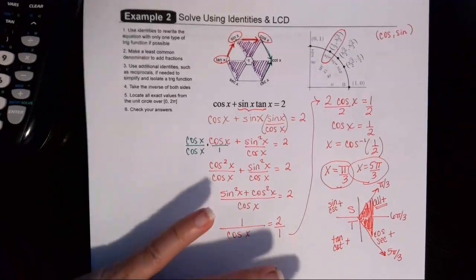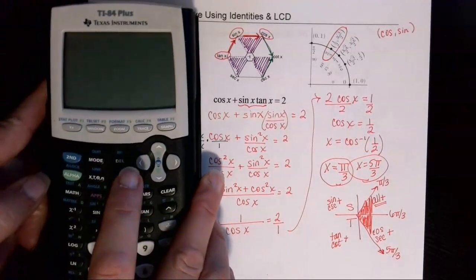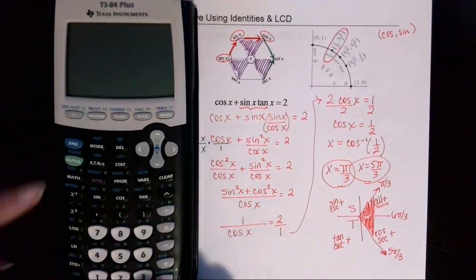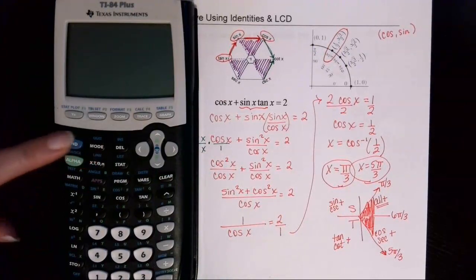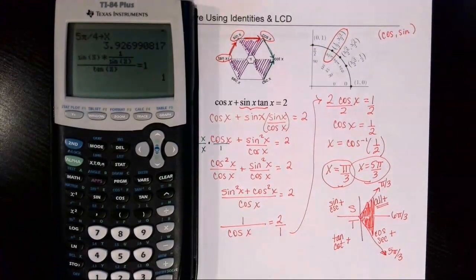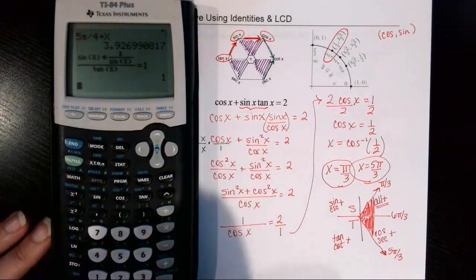Okay, now to check those answers, we're going to use the graphing calculator, and we want to make sure that it is in radian mode. So we'll go ahead and turn it on and check radian mode. Let's see if I can turn that light on and make that a little brighter. So mode, and we're in radians, which is perfect.